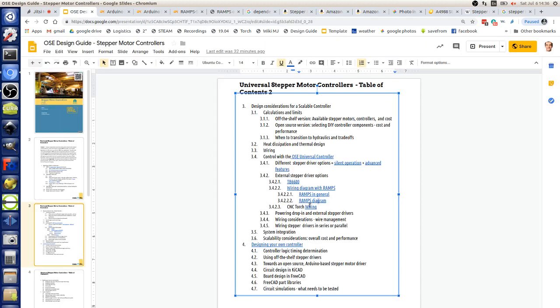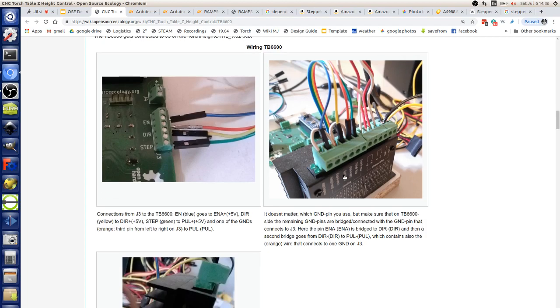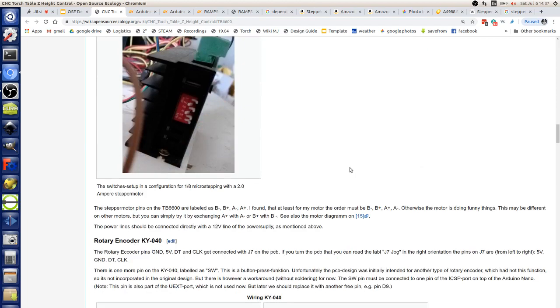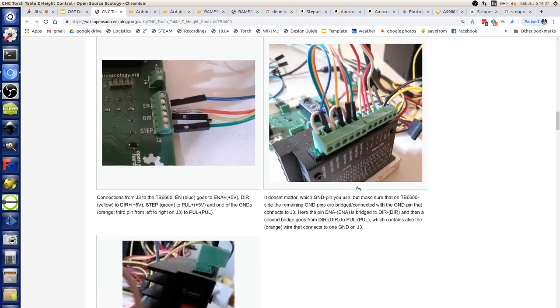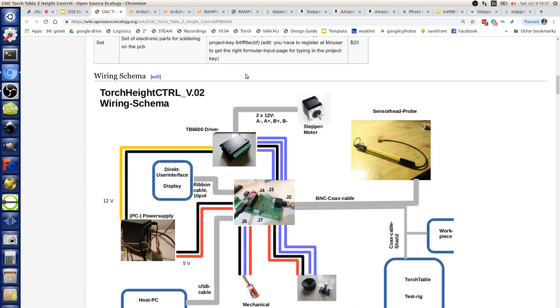And we also have done this for the CNC torch table. This is actually from Germany, from Oliver. We used a particular system here where this is how we connected it all up. You can read more details on it, but there we are not using RAMPS. We're using a dedicated height controller board that Oliver has designed for the open source world.